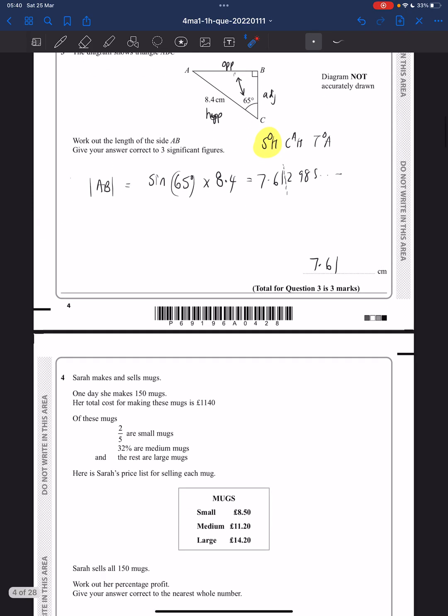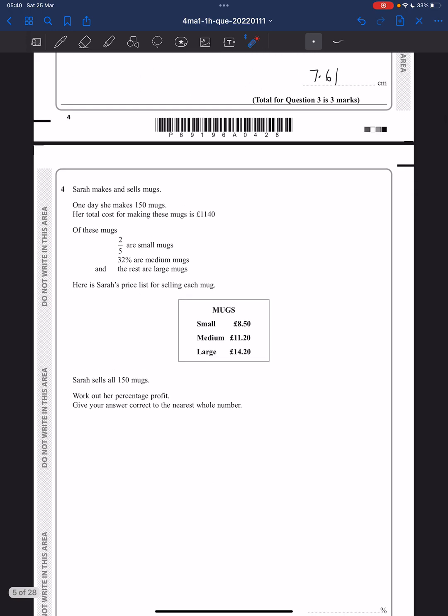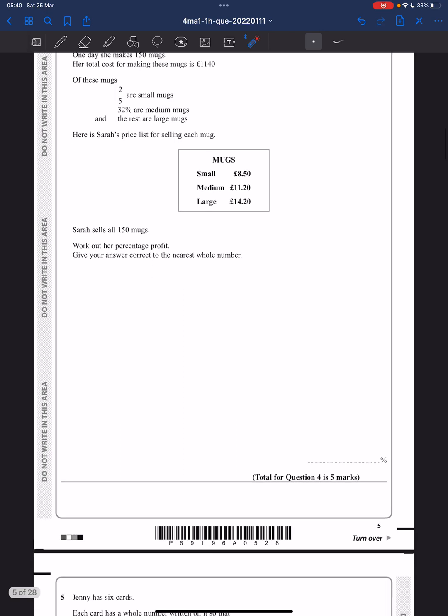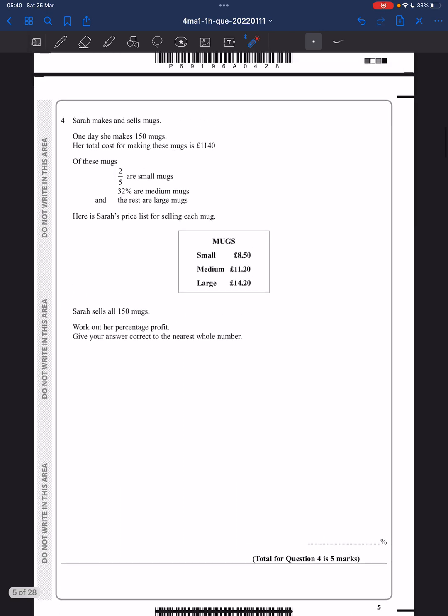Right, Sarah makes and sells mugs. One day she makes 150 mugs. Her total cost for making the mugs is £1,140. Of these mugs, 2/5 are small, 32% are medium, the rest are large. And that's her selling price. And she sells all her mugs. Work out her percentage profit. Lots of marks, hopefully. Yes, 5 marks.